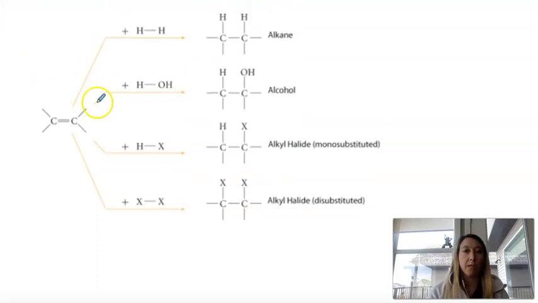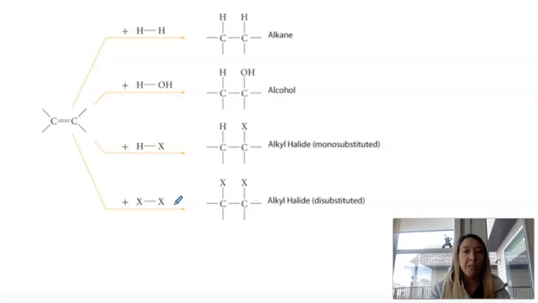If we look at this slide, this is a general breakdown of what this looks like. Here we have an alkene. We can tell that because we have a double bond. And here are those four options. Option 1 is we add hydrogen. Option 2 is we add water. Option 3, we add HX, again where X is any of those halogens. And option 4, we add X2. Depending on which small molecule I add, that's going to determine the type of final product that I make.